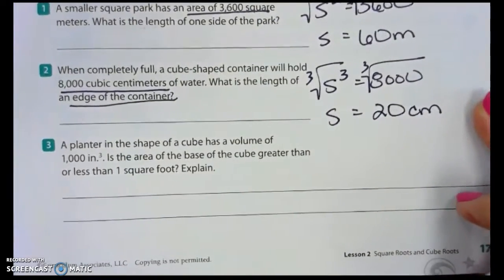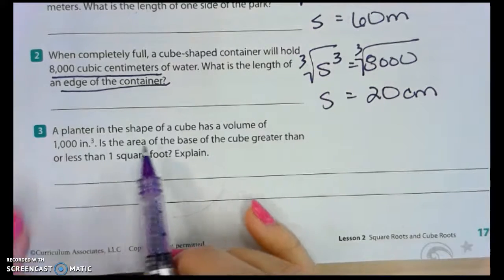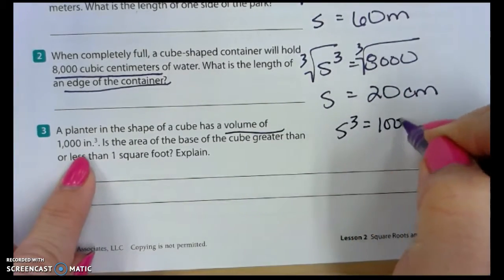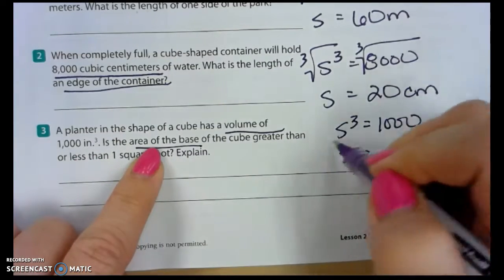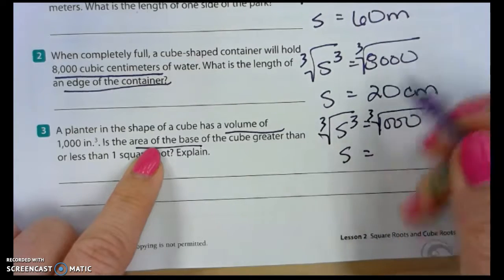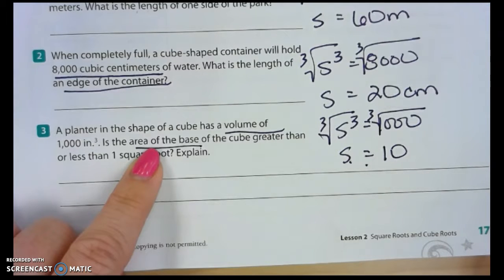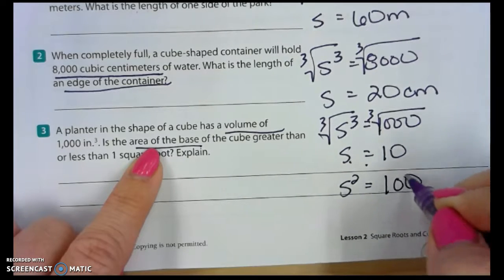Number 3 is a little tricky. A planter in the shape of a cube has a volume of 1,000 inches cubed. Is the area of the base of a cube greater than or less than 1 square foot? We've got a volume that's given to us. So side cubed equals 1,000. We want to compare the area. So we're going to go all the way down to side by taking this cube root. And the side is equal to 10. So the area, side squared, would be 100.